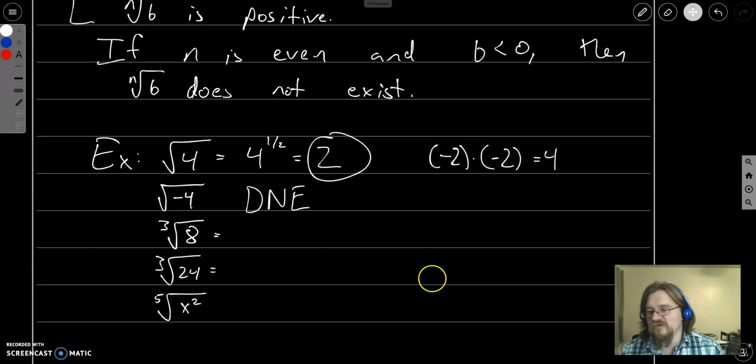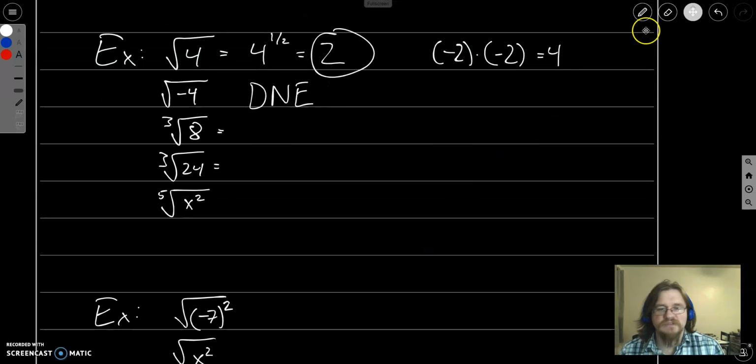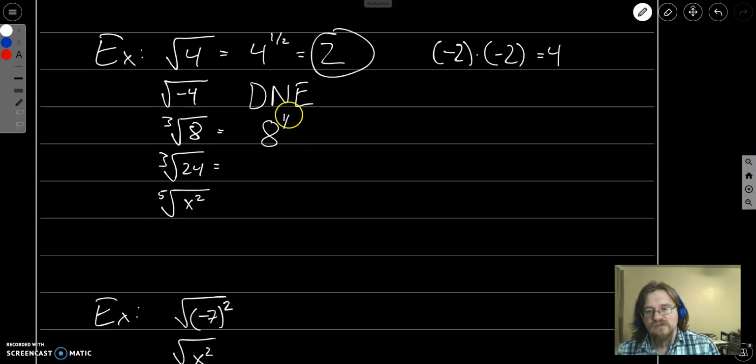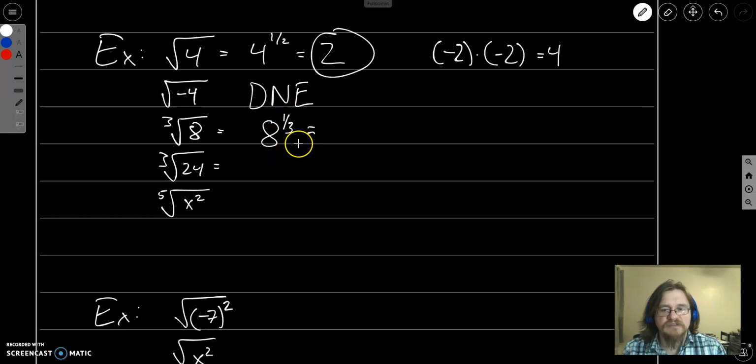So let's just do some more examples of roots here. So the third root of 8, or 8 to the 1/3 power, here what we're doing is we want to know the number so that when we multiply it by itself 3 times, we get 8. It's going to be 2.